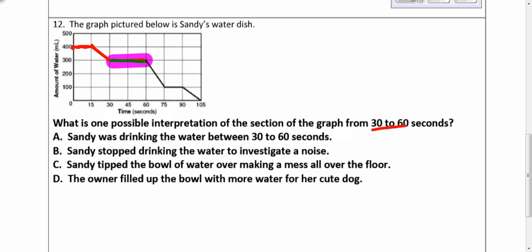So let's take a look at the choices. A, Sandy was drinking the water between. No, she wasn't drinking. The water's staying at the same level. Sandy stopped drinking the water and investigated a noise. Yes. Sandy tipped the bowl of water over. If she tipped the bowl over, it would drop down like this. So she didn't. And the owner filled the bowl up. If the owner filled the bowl up at that time, then it would go up. But it's not. It's staying the same. B is the answer.